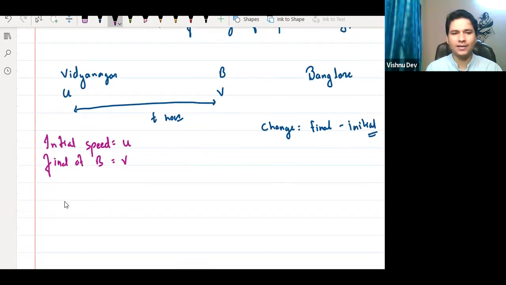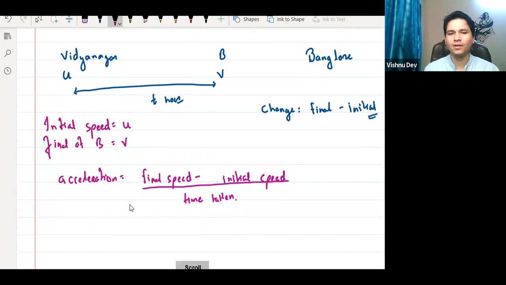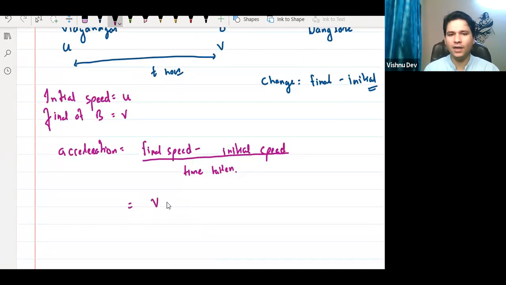So I can say acceleration is equal to final speed minus initial speed by time taken. Yes or no? Agree? Easy, right? So what is final? Final is V. What is initial? Initial is U, by T. So this is the acceleration. Got it? This is the basic definition formula of acceleration.